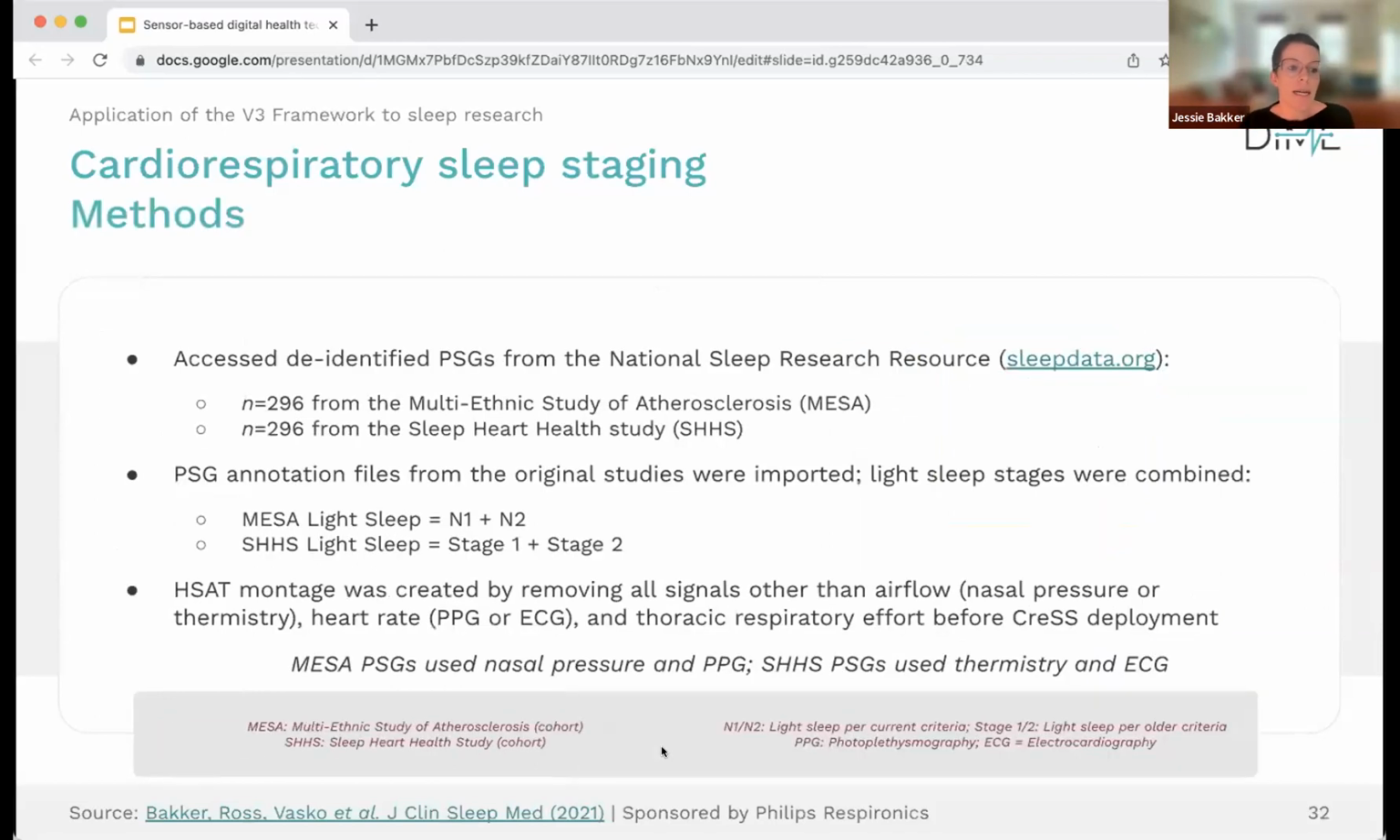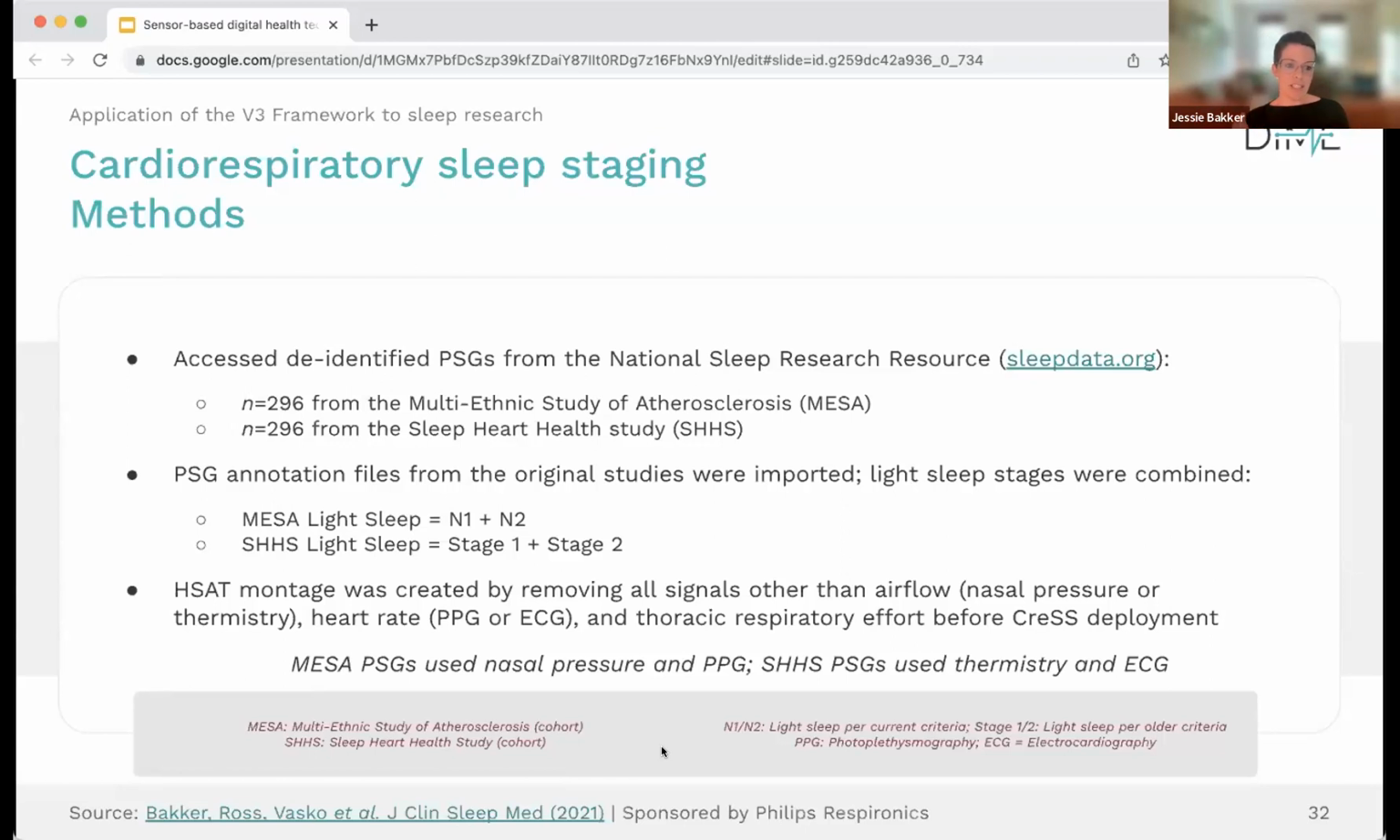So to do this, we accessed de-identified PSGs from the National Sleep Research Resource at sleepdata.org. We identified 296 PSGs from the MESA cohort study and another 296 from the Sleep Heart Health study. In addition to being able to access the raw PSG signals from sleepdata.org, we're also able to access the PSG annotation files. And the annotation files compile the original scoring that was done by the sleep technologists in the original MESA and Sleep Heart Health studies when they were undertaken some years ago.